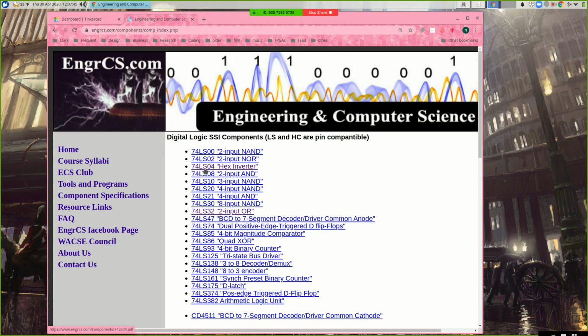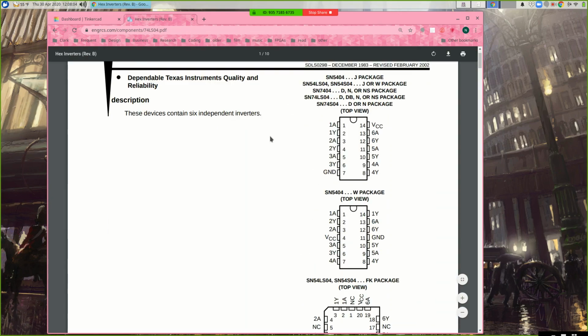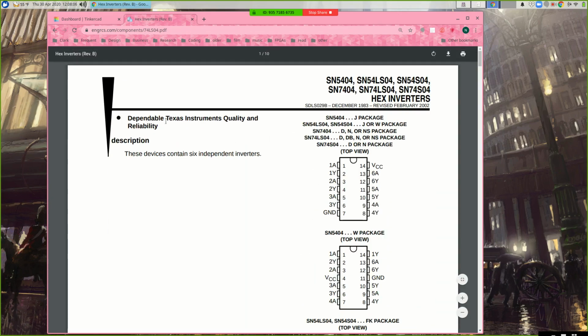Okay? These letters in the middle basically say what kind of 7404 it is. LS is called a low-power Schottky device. HC is something else. Different ways of building the chips, but the behavior of the chip is basically going to be the same. So if you click on this, you get what's called a data sheet. And every chip comes with a data sheet, right? So this actually came from Texas Instruments.